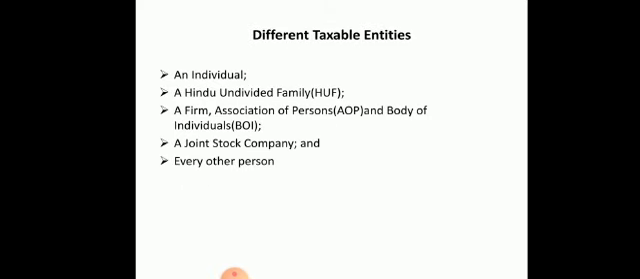Different taxable entities. For determining the residential status of an assessee, the different taxable entities have been broadly classified under five categories. The first one is an individual, a Hindu undivided family, a firm, association of persons and body of individuals, a joint stock company, and every other person.